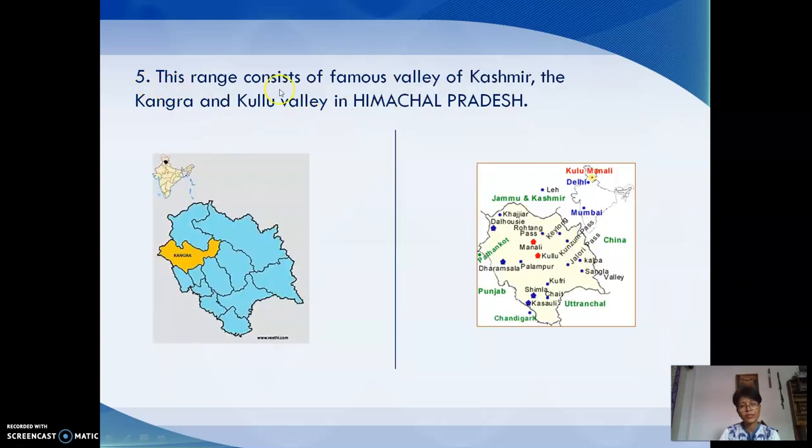Next, fifth point. This range consists of the famous valleys of Kashmir, and Kangra and Kulu Valley, which lie in Himachal Pradesh. All of you know the location of Kashmir. In Kashmir, many different valleys are there. Then Kangra Valley, I'm showing here in the yellow color portion. Then Kulu Valley is here, the red color mark. So Kulu Valley is located here over Himachal. This is a map of Himachal.